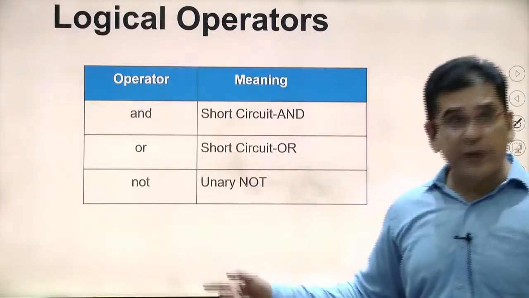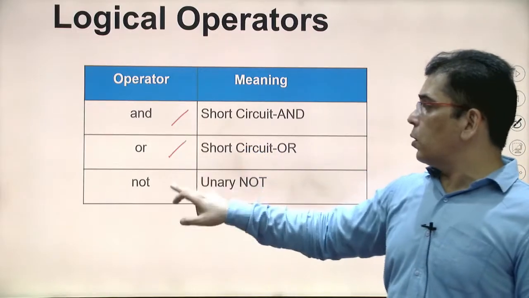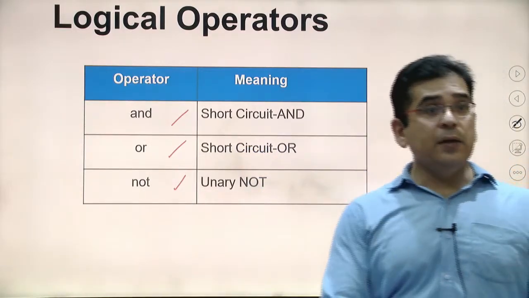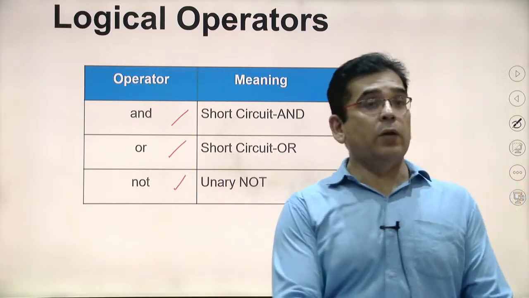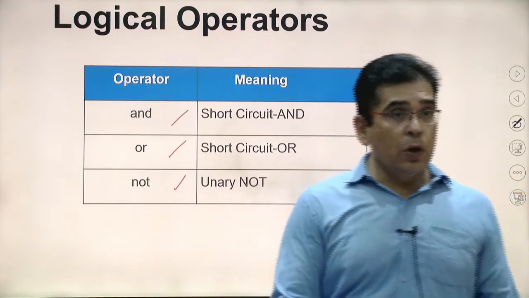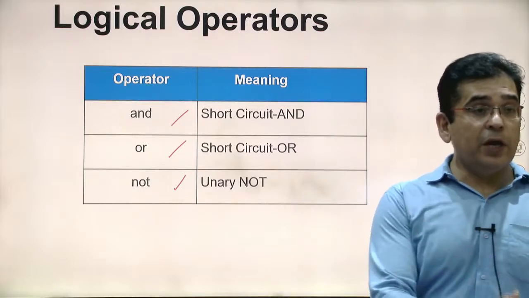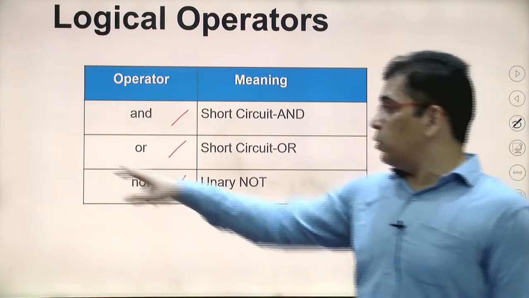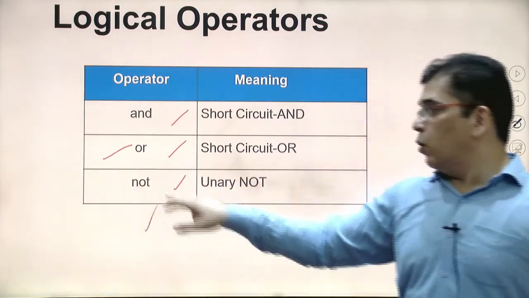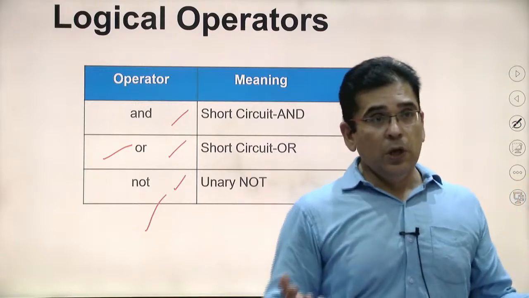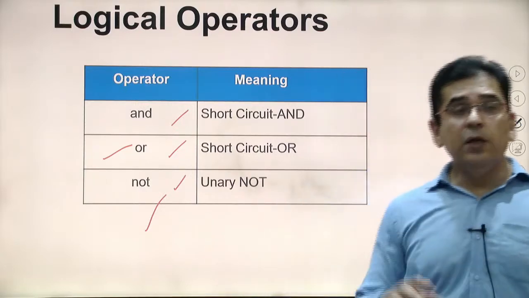Then logical operators: and, or, not. These are the three logical operators. Logical AND means only if both inputs are on, the output will be on. For OR, if any one of the inputs is on, the output will be on. If one of the inputs is off, there is no effect on the OR operator output. Then NOT operator: input is on, output is off; input is off, output is on. So these are the three logical operators supported by Python.